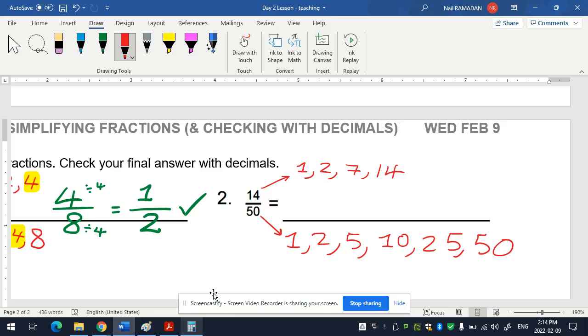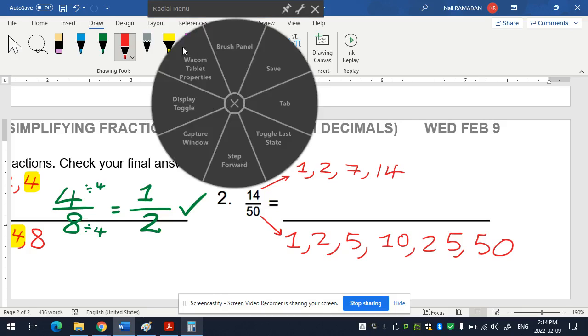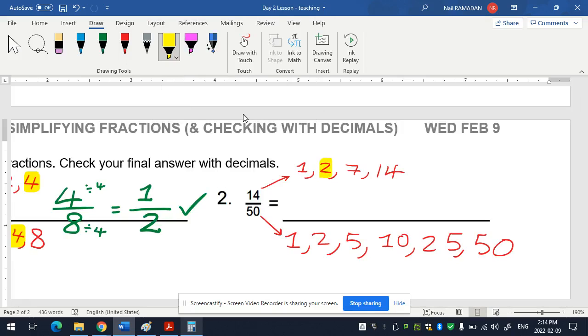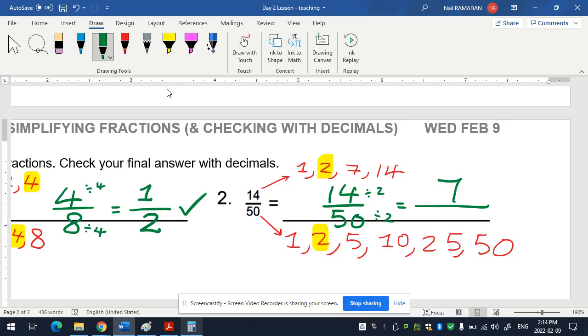You see, when you tell things like a story, everyone gets it. What's the biggest number common to both lists? 2. 7 doesn't exist here, and 14 is also non-existent. So 2 is my thing. There we go. So I just rewrite the fraction again, and I go divide by 2, divide by 2. 14 divided by 2 is, and guess what? It will never go lower than these two numbers. Done. That's it.